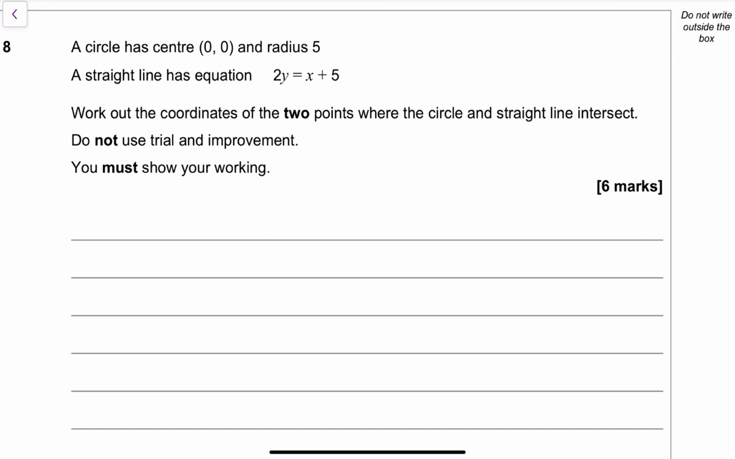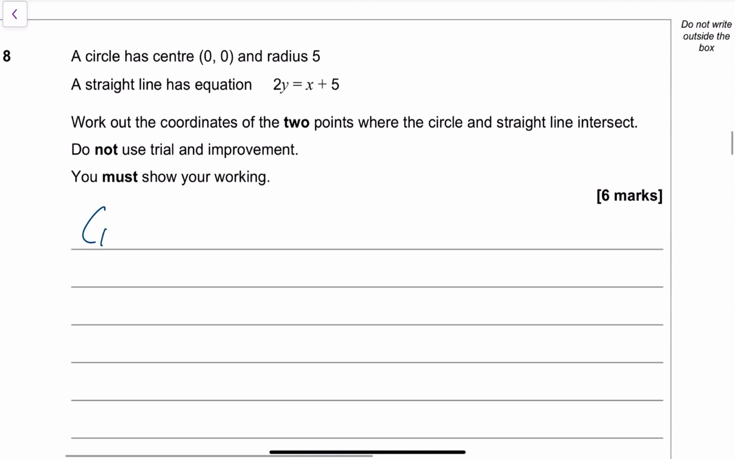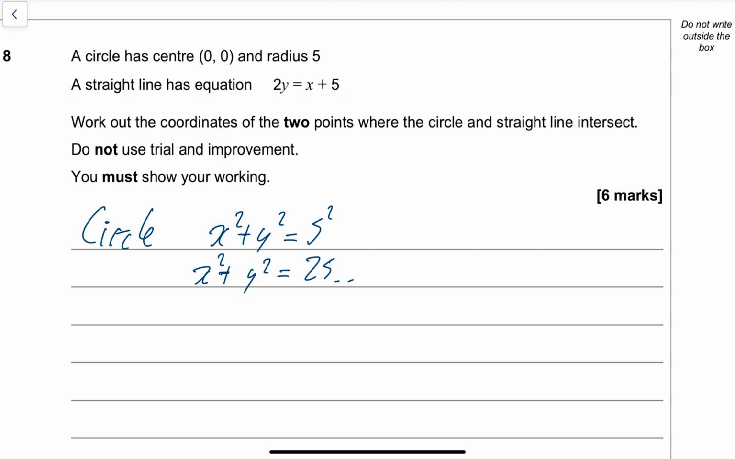Okay, a circle has centre the origin and radius 5. A straight line has equation 2y is equal to x plus 5. Work out the coordinates of the 2 points where the circle and the straight line intersect. Do not use trial and improvement. First of all, a circle centred at the origin has equation x squared plus y squared equals r squared. So 5 squared, that means x squared plus y squared is equal to 25. We'll call that equation 1.